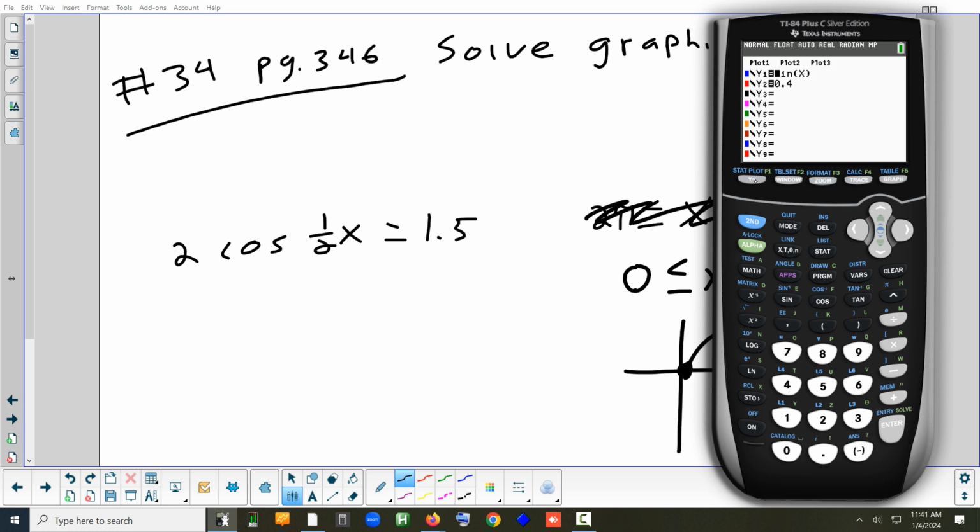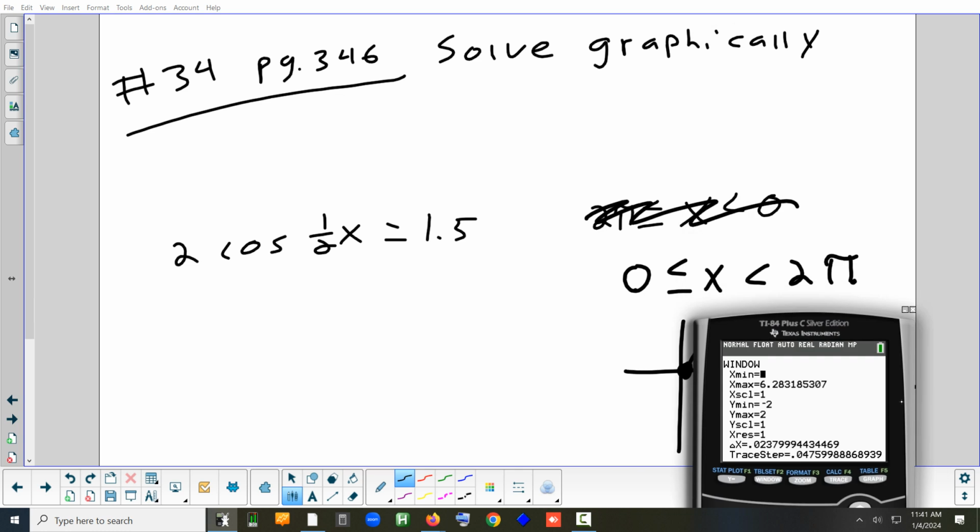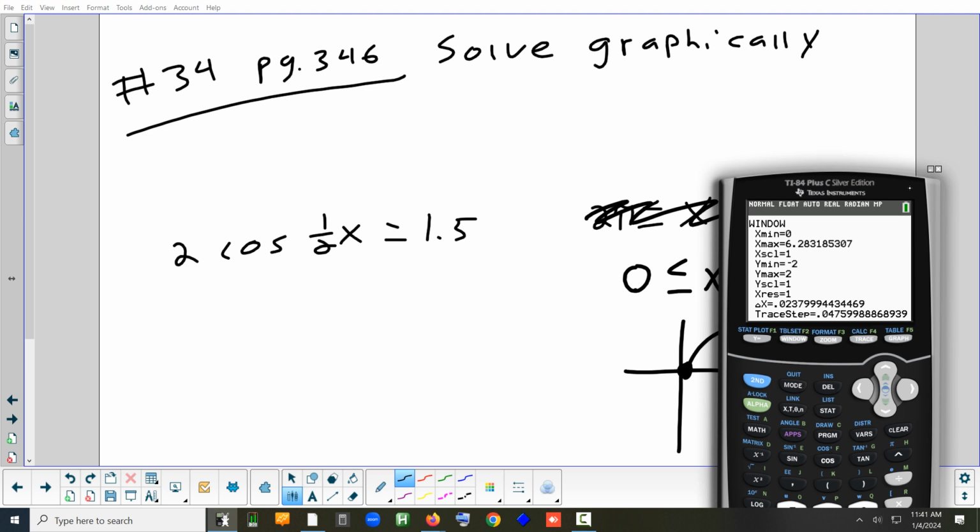Okay, so what are we going to put in y1? What is it? 2 cosine. And just so I don't have to use another fraction, I'm going to just put 0.5x. And then what's going to go on y2? 1.5. Now for my x's, it's the same window as last time, so I don't need to change it. Is negative 2 to 2 going to work for my range? Yeah. I only have to look at 1.5. That's in negative 2 to 2. So hit graph.